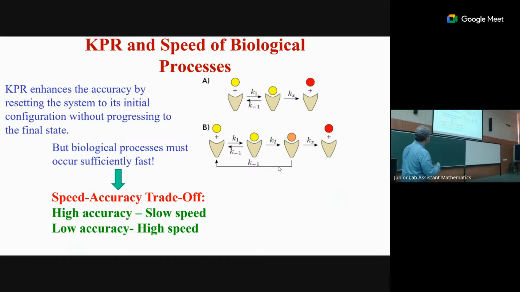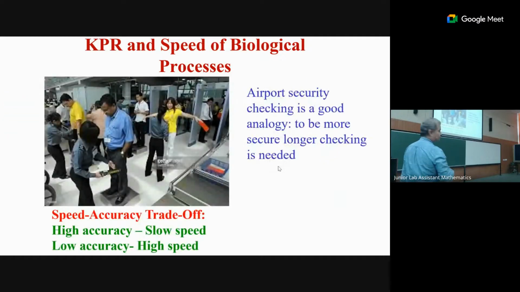So which actually means that there is a problem here which is called speed-accuracy trade-off. And this is a very common problem in all biological processes. There is always a dilemma to do things faster or to do things more precisely. Again, high accuracy, slow speed; low accuracy, high speed. And we know this if we fly, right? If you want to go soon through security, it will not be so secure, but if you want it to be more secure, it will be slow. So kinetic proofreading is really connected to this speed-accuracy trade-off.